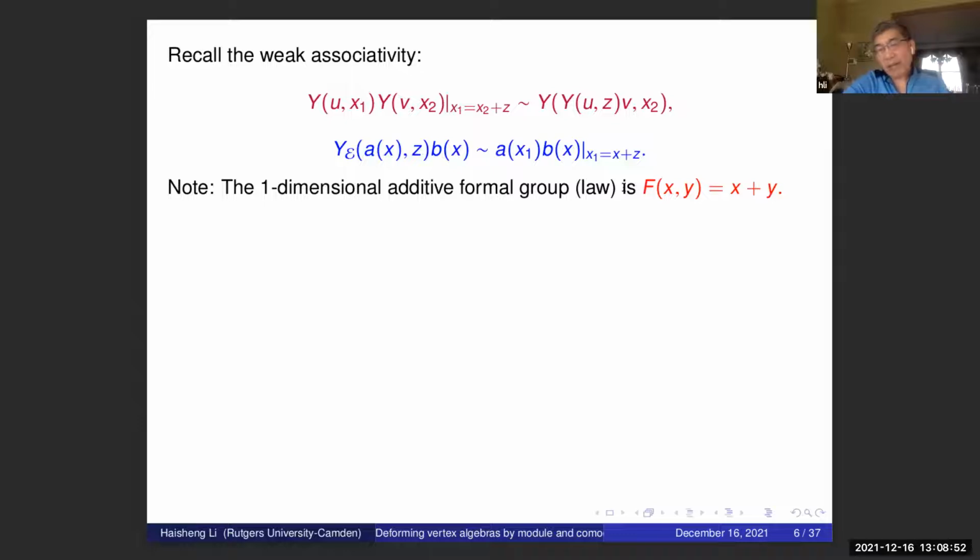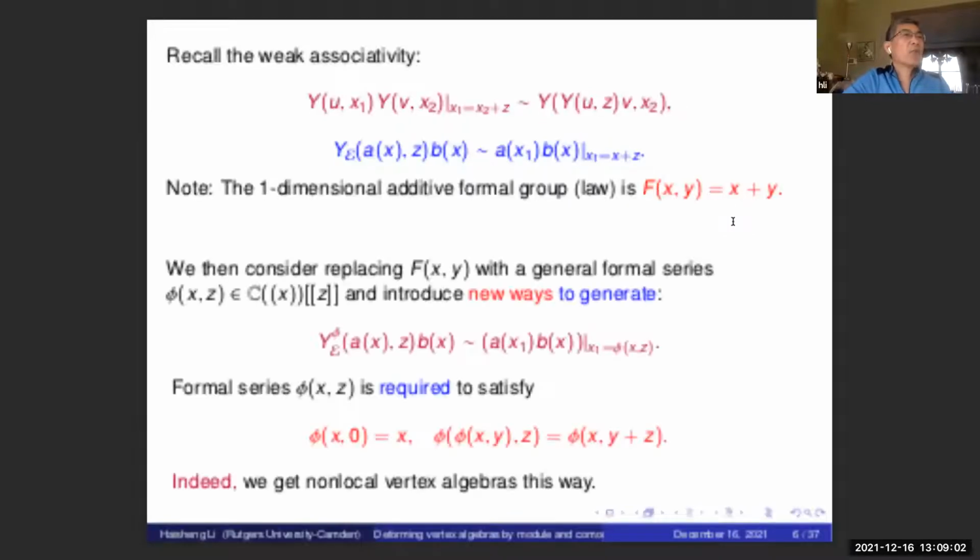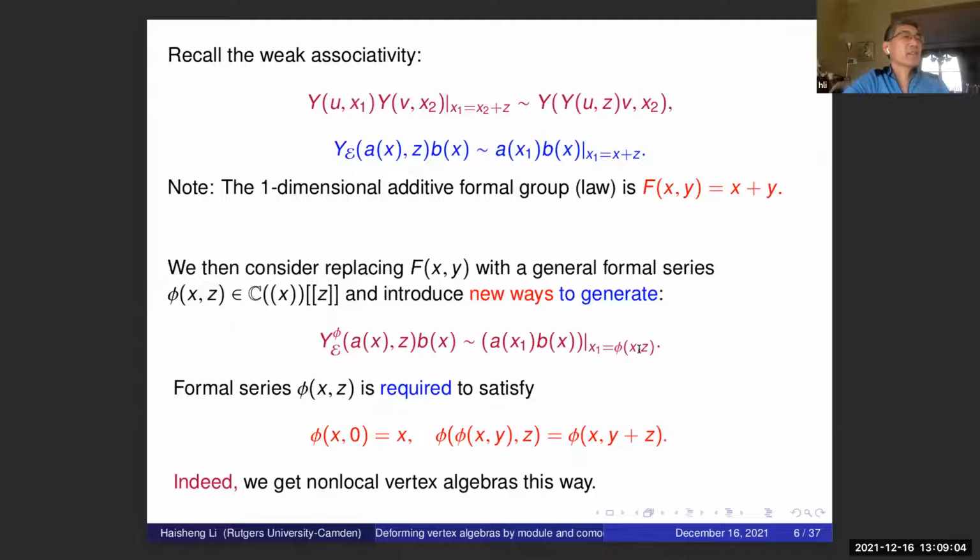If we look at the weak associativity, in the form where we replace x1 by x2 plus z, or just x plus z, there we have a formal series f in two variables. That one happens to be a formal group law, the one-dimensional additive formal group law. That means the usual physics OPE uses this formal group law.